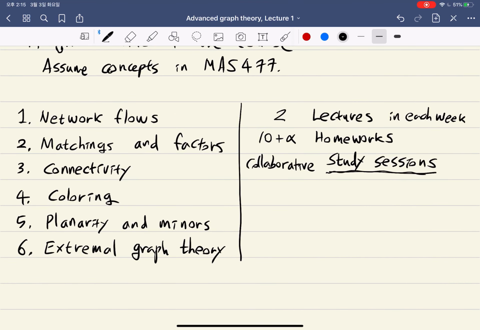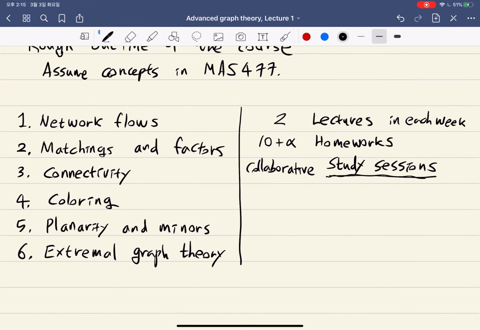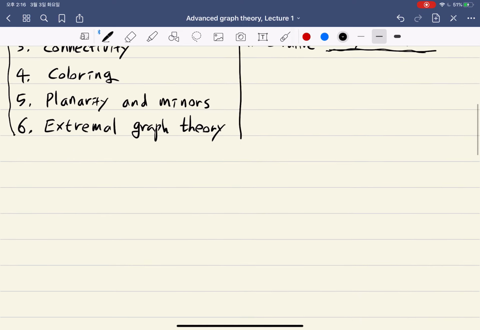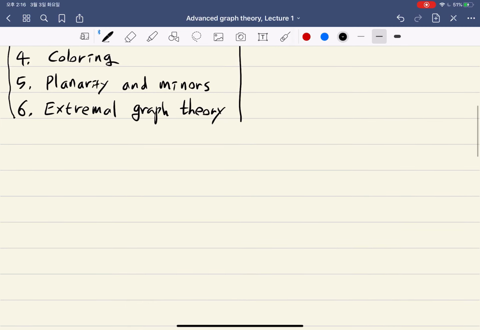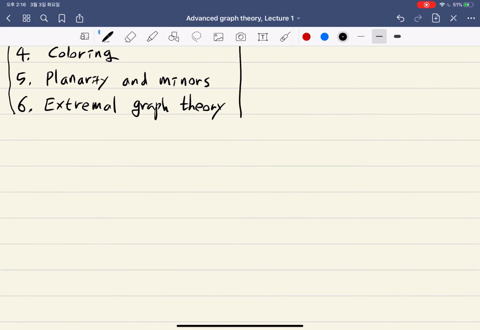And the rough outline of the course is that we will deal with these 6 topics: network flow, matchings and factors, connectivity, coloring, planarity and minors, and extremal graph theory. I'm not quite sure there will be enough time to cover all the material, but I will try to cover those materials. So let's start the lecture.